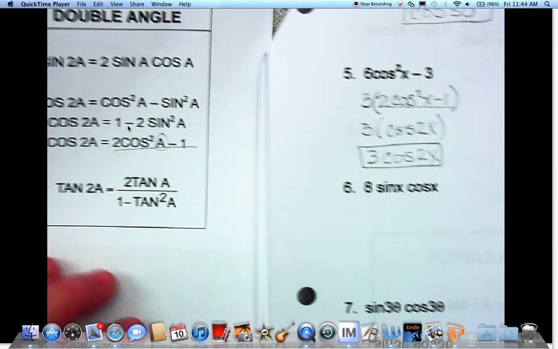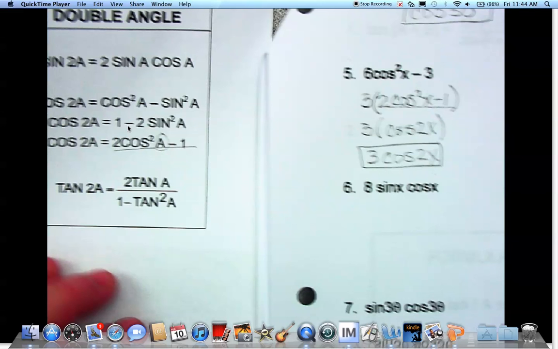Okay, all right. It just said find the value of sine of 2 theta and cosine of 2 theta. So sine of 2 theta equals negative 3/5. Cosine of 2 theta equals negative 4/5. Okay, now number 11.